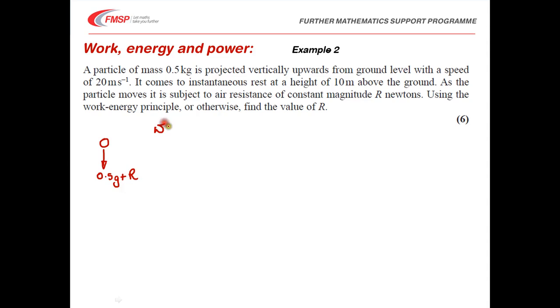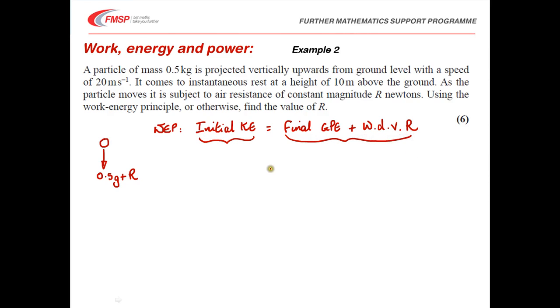If we use the work energy principle here, we can say that the initial kinetic energy of the object, because that's all it's got at the start, is going to be equal to the final gravitational potential energy, because the kinetic has all gone, plus, remember we put here, work done against friction, so work done against R, our resistance to motion. Okay, so that's our work energy principle, input energy equals output energy here.